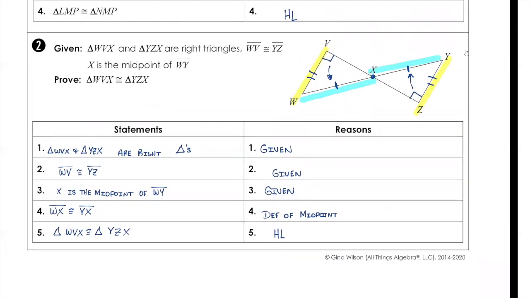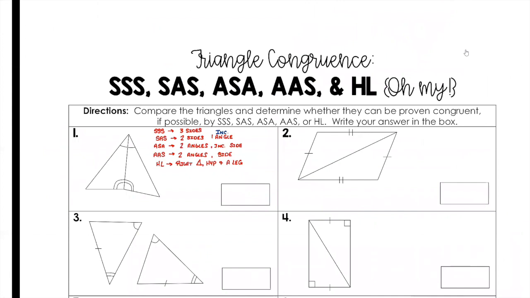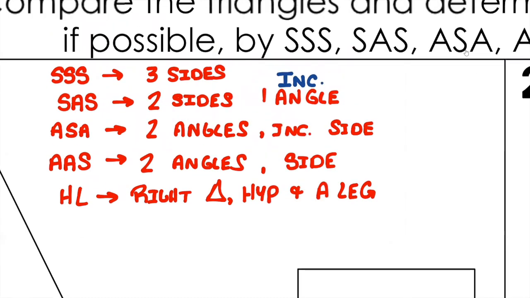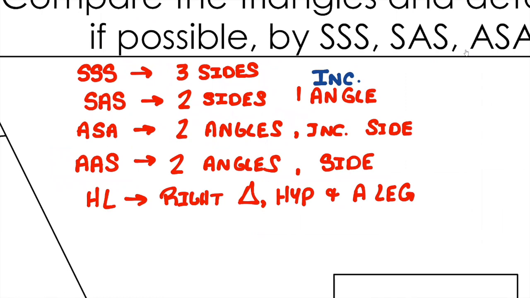Oh yes. Side, side, side; side, angle, side; angle, side, angle; angle, angle, side; and hypotenuse leg. So we kind of talked through this cheat sheet in other classes. If we're trying to use side, side, side congruence, what three pieces do we need?